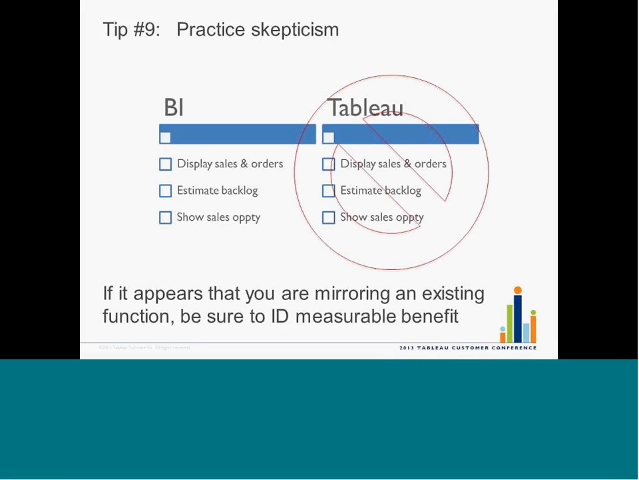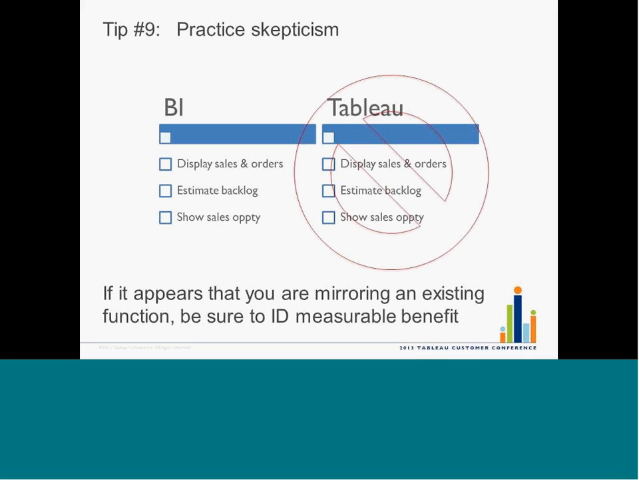I'll repeat this slide again. So tip number 9 is about practicing skepticism. And so we've gotten to a situation where demand exceeds supply. We get a lot of requests to do projects of varying types from all over the world and all over different functions. But one of the things that we're very conscious about doing also is that we're not mirroring an existing function. We can make anything look pretty. We can make anything look visually attractive.